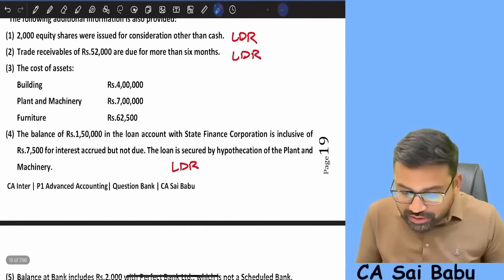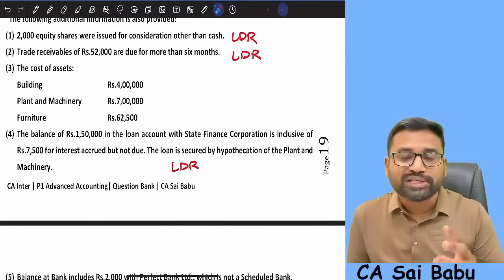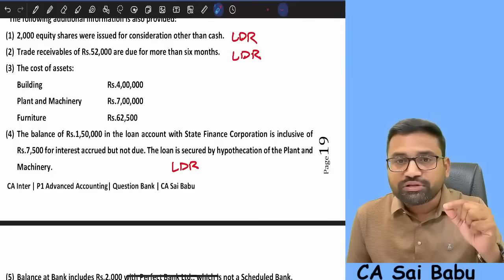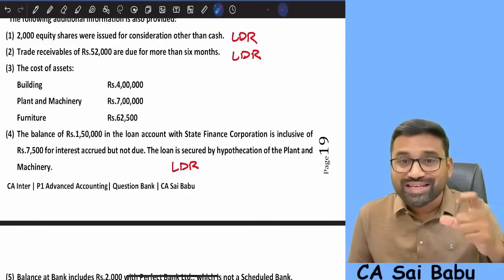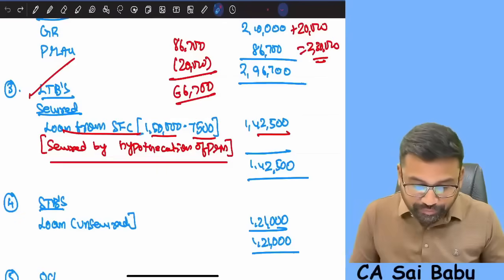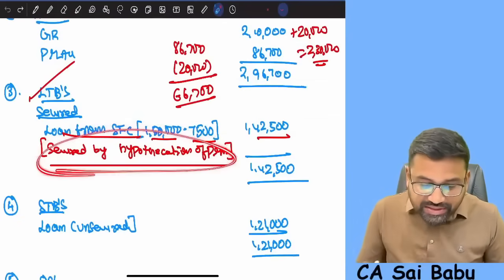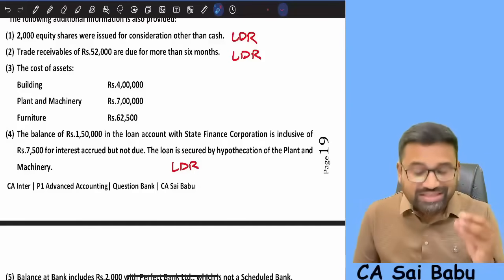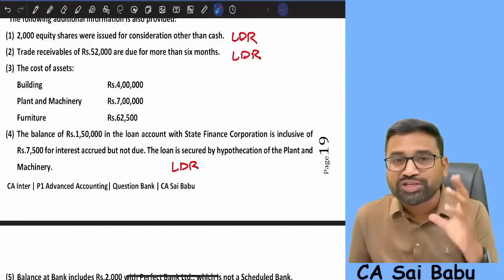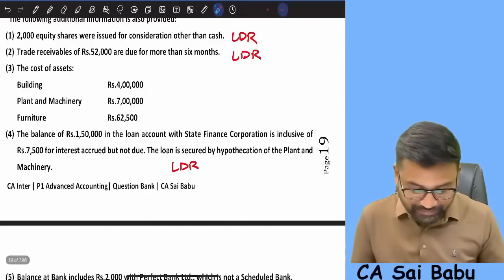Also, this loan is secured by hypothecation of plant and machinery. According to Schedule 3, whenever any borrowings are secured, we need to mention the nature of security. So that's why, when I am presenting long-term borrowings, I am presenting it as secured by hypothecation of plant and machinery. These are very, very small points, but very, very important, which will give you marks.